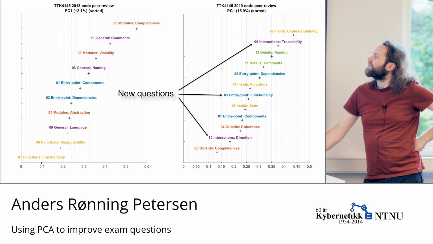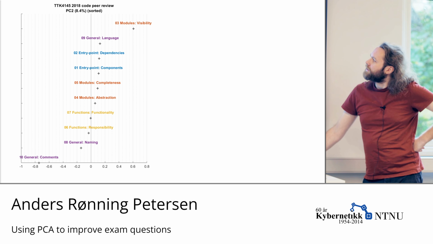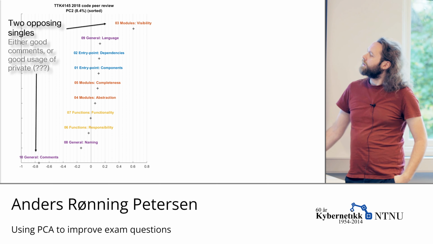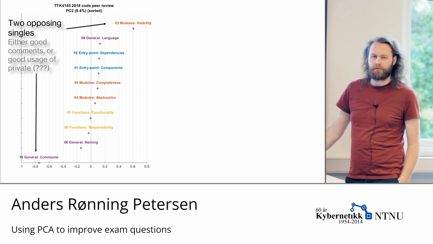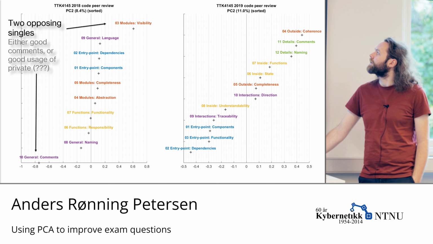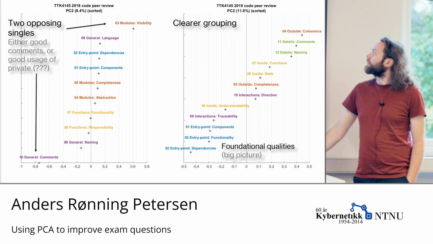We'll get there. So this is component 2. This is kind of topic separation, not question strength. So the topics that we saw here in 2018 are kind of weird ones. You either have good comments or you had good usage of variable hiding, private variables and so on. That does not make a whole lot of sense. The updated question set is much more clear.